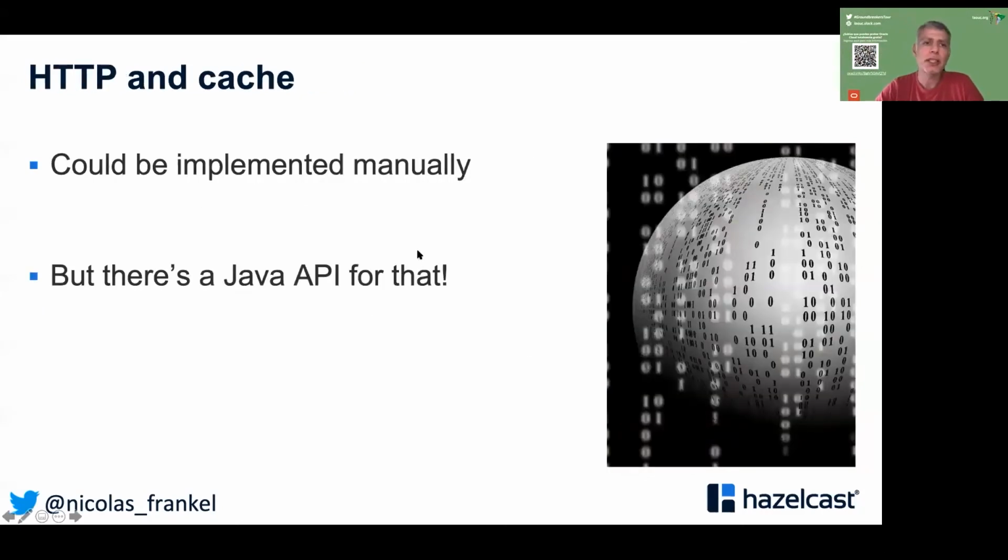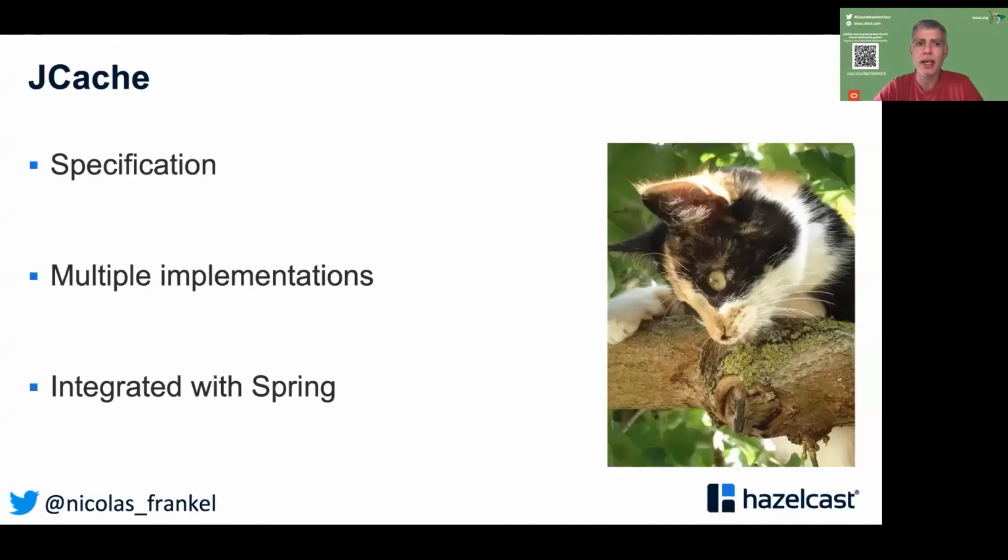Now going to HTTP, we could actually cache manually, but I believe that if you have an API, you should always go through the API. And there is a Java API for caching, and it's called JCache. You have one specification and you have multiple implementations. Some of them are distributed, some of them are not distributed, but in all cases, I believe this is really cool stuff.